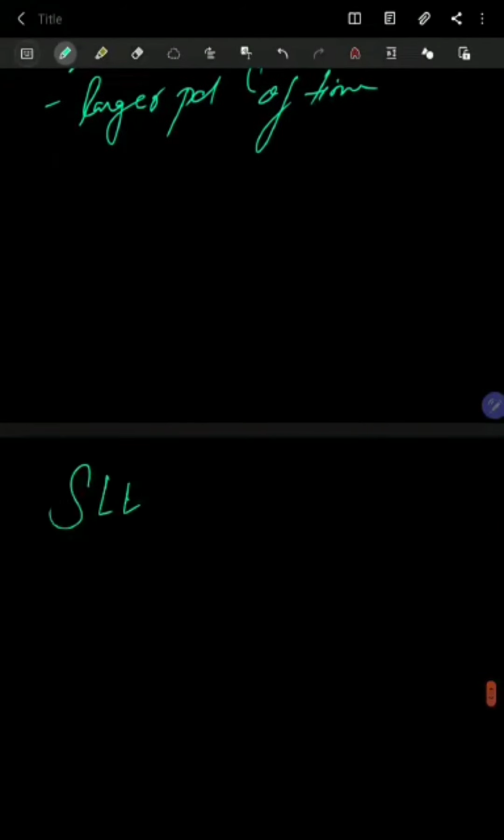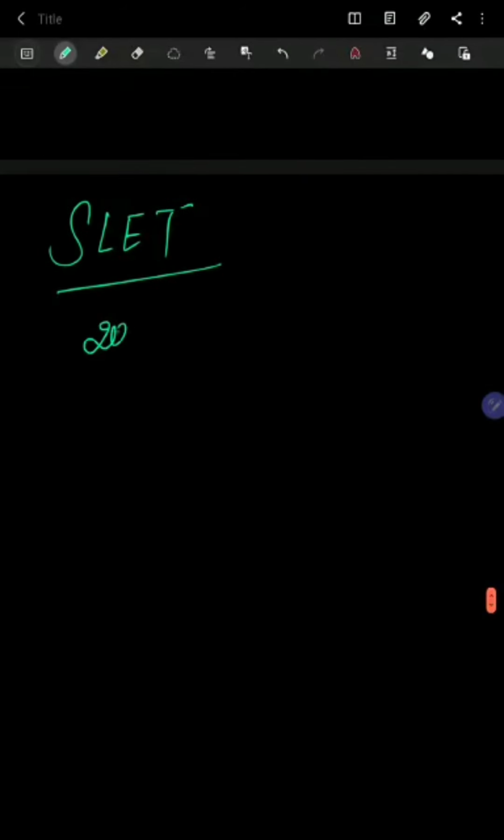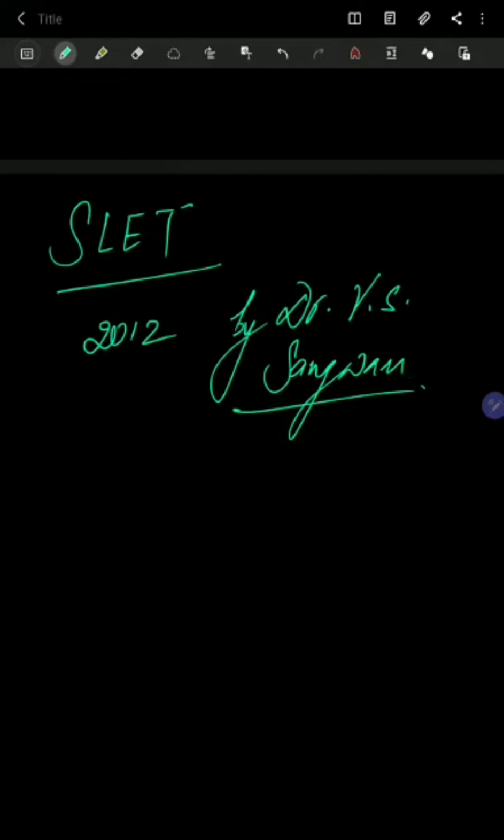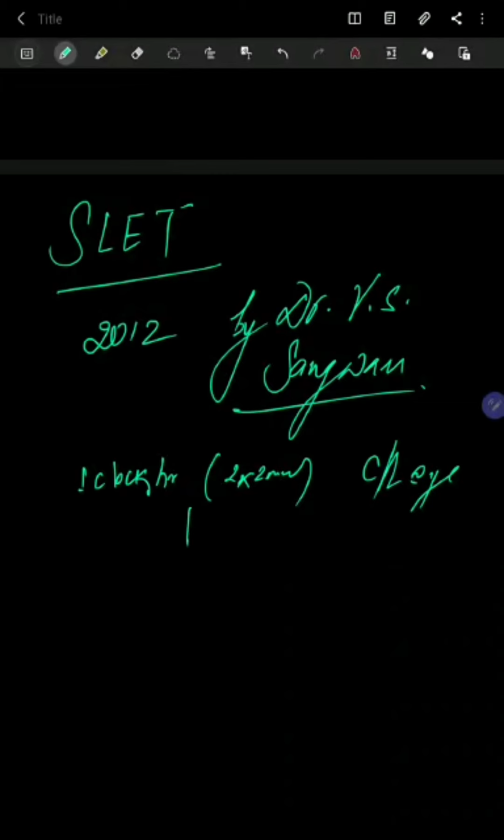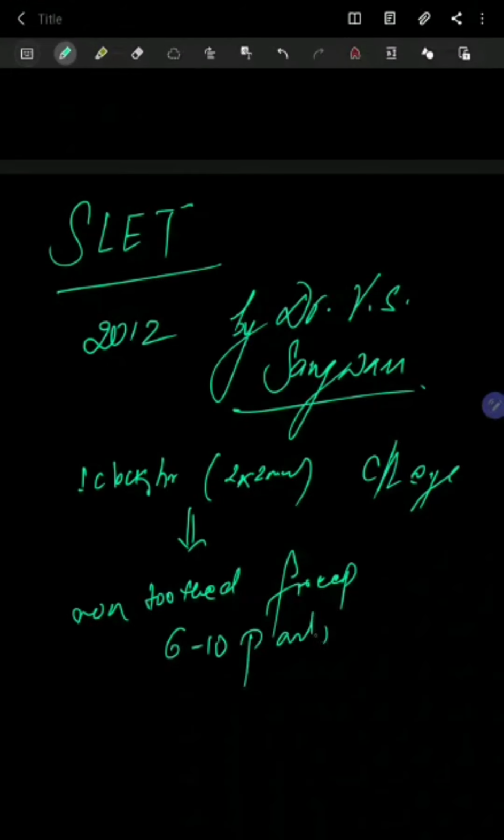So then came into existence what is known as SLET, simple limbal epithelial transplant. It came into existence in 2012 and was invented by Dr. V.S. Sangwan. What he did was very ingenious. He took 1 clock hour of the limbal tissue, that is 2 by 2 mm, from the contralateral eye, and he cut this tissue with a non-toothed forceps into 6 to 10 parts.